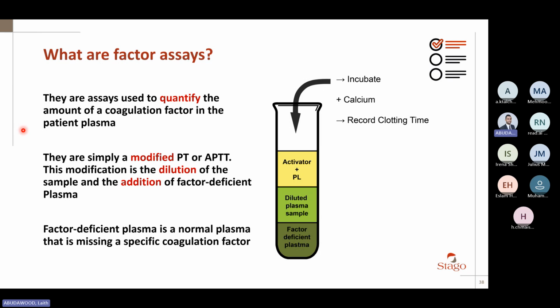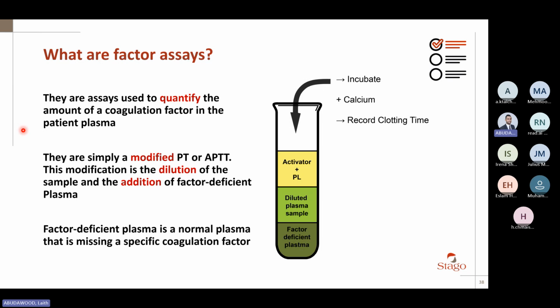There are modifications, two modifications really. For the extrinsic and the common pathway factors, I will use them with the PT reagent. So any extrinsic or common pathway factor, that is 7, 10, 2, 5, I use them with PT. The others, the intrinsic pathway factors, I use them with APTT, that is 8, 9, 11, 12. All right? What's the reason? We don't care about the reason for now.